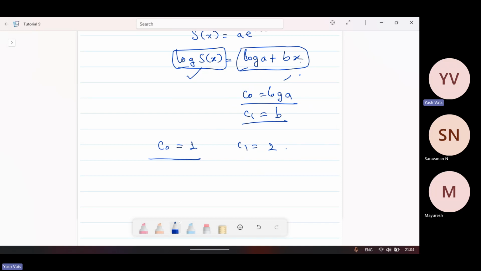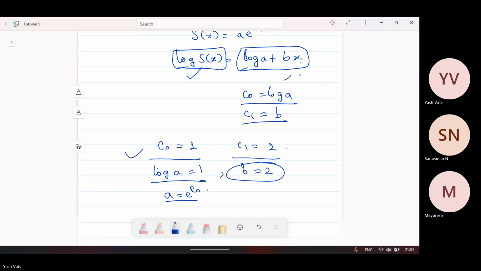So from a straight line approximation of the data using least square approximation, once you get C naught and C1, you just take log A equal to C naught and B equal to C1, because B is the same as C1. So A will be e to the power C naught, basically.